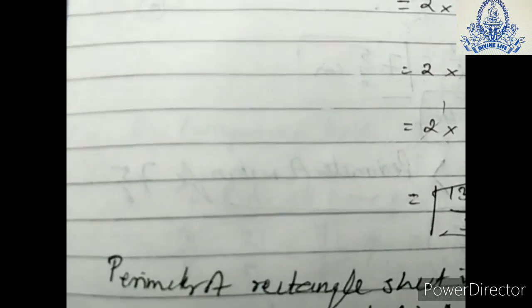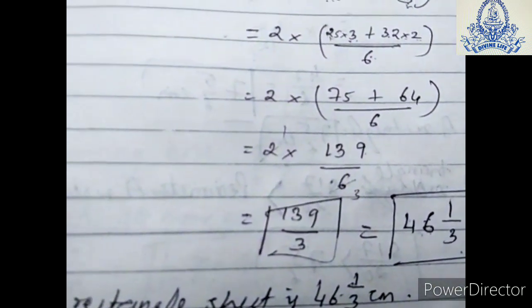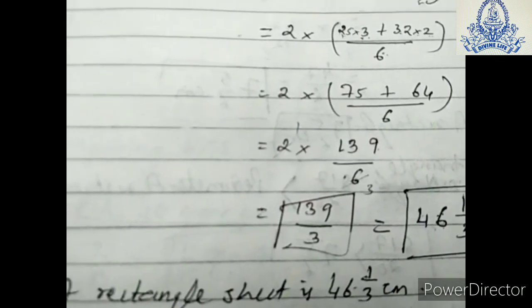The question asks about what is the perimeter of the rectangular sheet. The final answer is the perimeter of the rectangular sheet is 46 1 upon 3 centimeter.